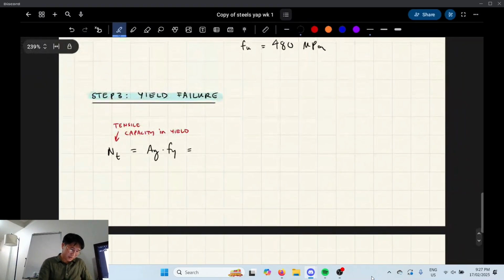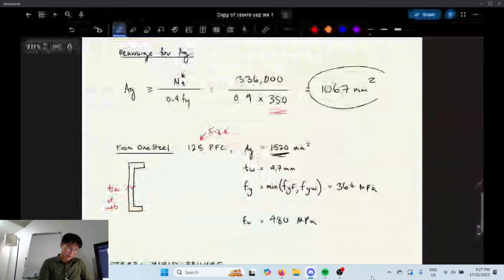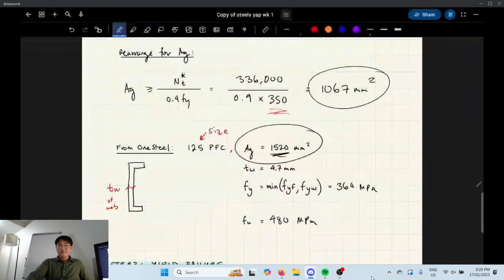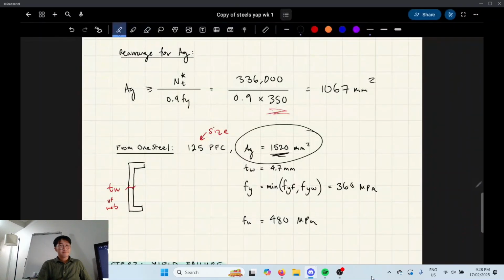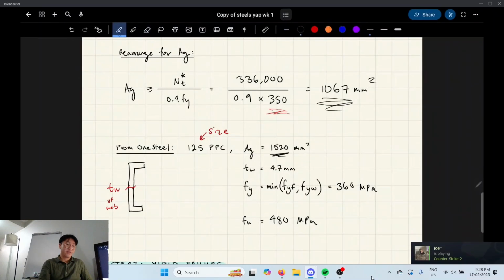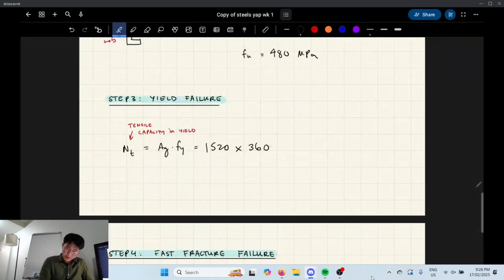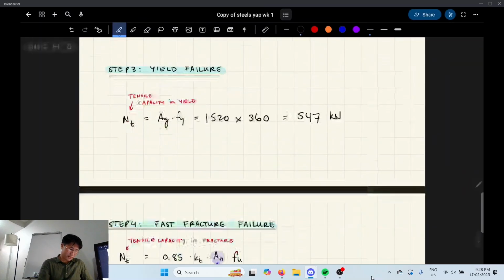So first thing we do is get our area. Which area value are we going to use? The smaller one? Are we going to use 1067 or 1520? 1520. Yeah, why not 1067? Because that's too much. That's not actually what you've chosen as your design. Exactly, that's a preliminary range. It's not a real value. This is the real value we got from one steel, and we get 547,000 newtons, which is 547 kilonewtons. So that's the whole yield part done.